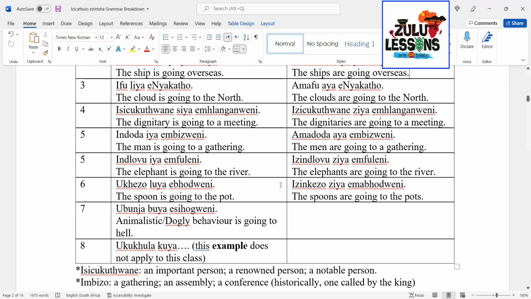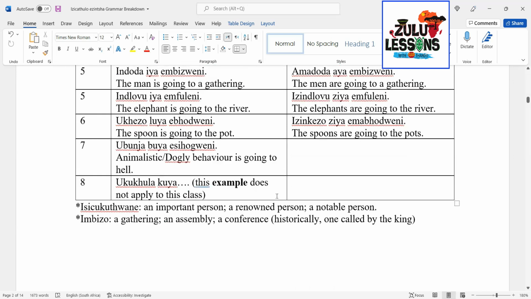Now, then I want to look at class 7 and 8. Ubunja buya esihogweni. That word esihogweni, do you hear how I'm pronouncing it and saying ho, that H, making it soft? That same word can also be pronounced as esihogweni. Both pronunciations are welcome.